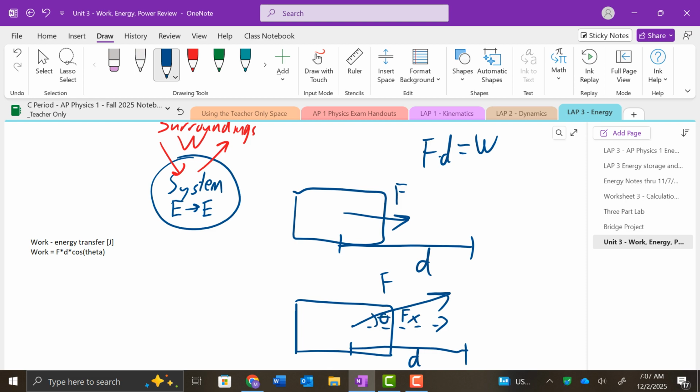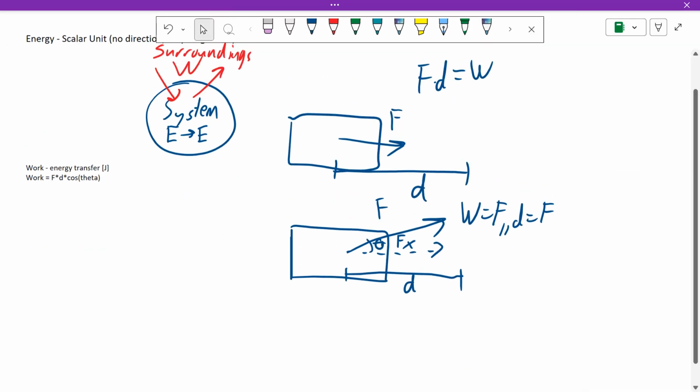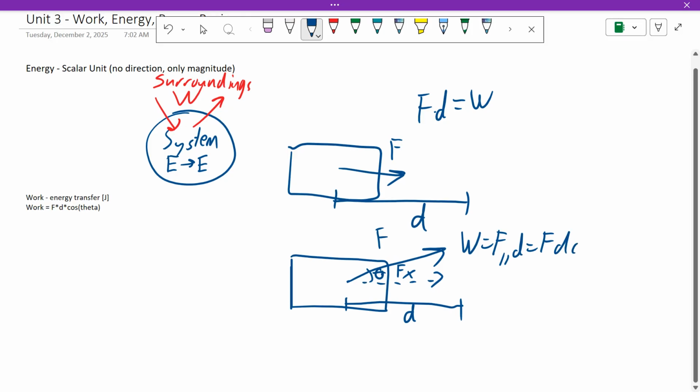So this is where I need to get the theta and then solve for it. You use some trig, solve for it. When you do all that, that's how you get the cosine theta. So work, you'll see in the AP formula sheet, it's force parallel times displacement. What they're basically saying is, yeah, we want the force and displacement that are in line with each other, or parallel. So that's where you get that.